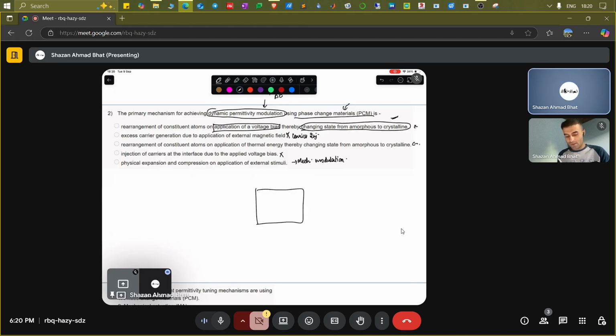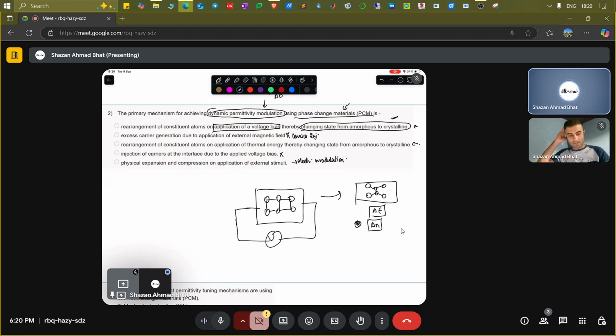So if you have certain materials, let's say these are the atoms, then you can basically apply certain voltages, and it can result in the phase change of this particular system. Let's say, for example, this goes like this. And because of this, there will be a modulation of the permittivity as well as the refractive index. It's as simple as that.